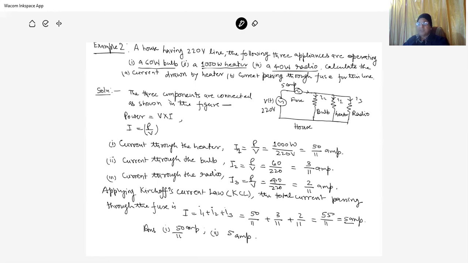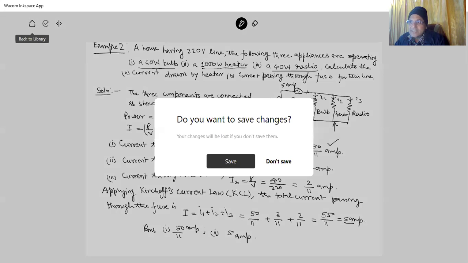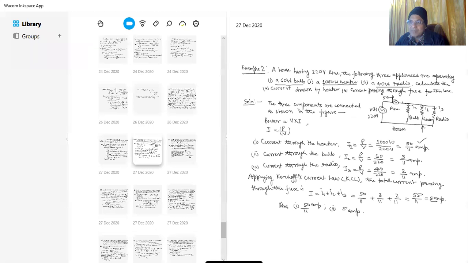Now the current through the heater is 50 by 11 ampere, flowing through the circuit. So this one is an interesting case, and it is a very practical case that we have used.